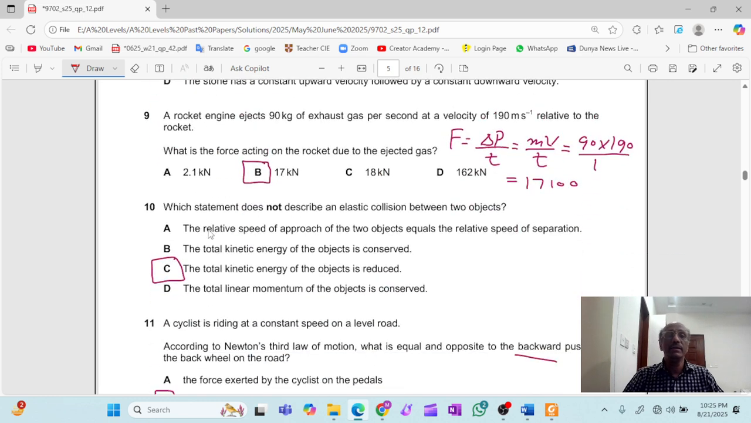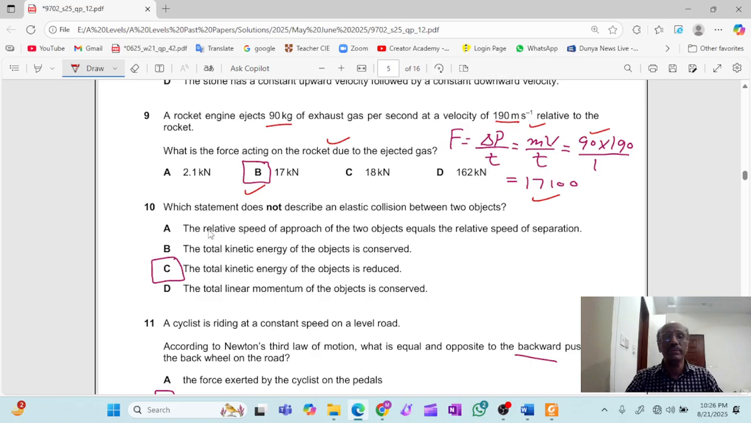Now question number 9. A rocket engine ejects 90 kg of exhaust gas per second at a velocity of this. And what is the force acting? So you will apply the formula. Force is the rate of change of momentum, and change in momentum is m into v over t. So you will get your answer 17100. So it will turn into divided by 1000. You will get option B.